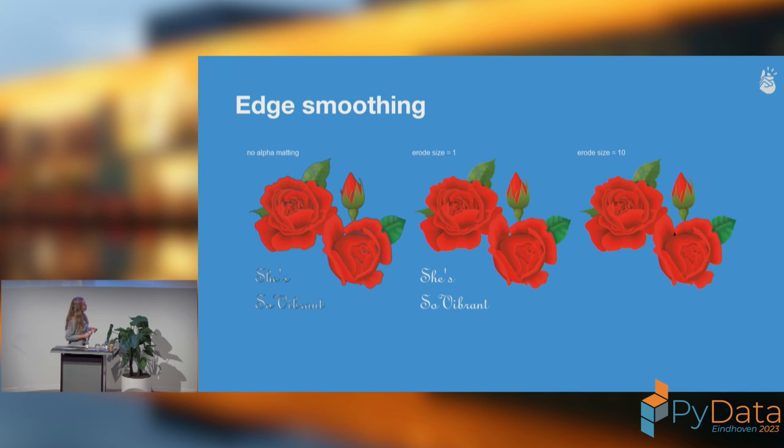So this is one of the attempts. This is with the erosion size 1. And you can see that the text now is fully white, not with a black border. The edges are looking quite nice. And this is definitely something we can use.